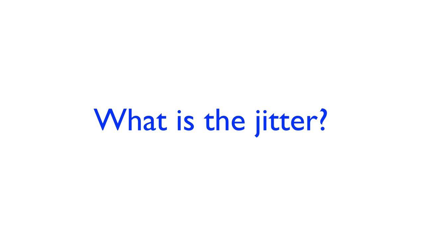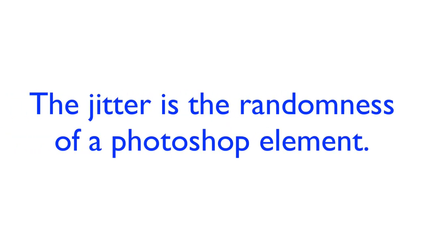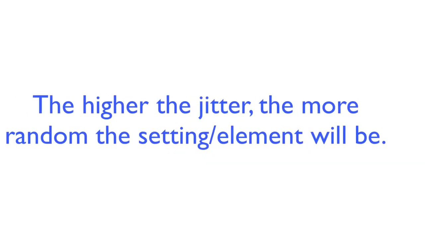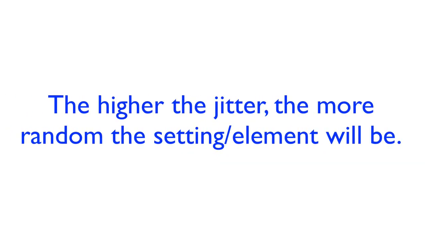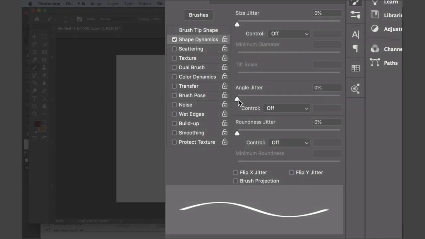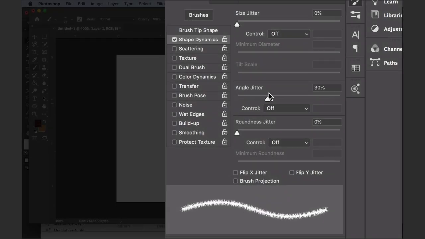But first, let's talk about what exactly the jitter is. The jitter is the randomness of an element. And the higher the jitter, the more random the setting will be. So on this, we'll leave the size jitter at 0%, but I'm going to set the angle jitter as high as it can go. The angle jitter will specify the angle of the brush along the stroke, and setting it to 100% will really make the brush look random, much like the randomness of fur.